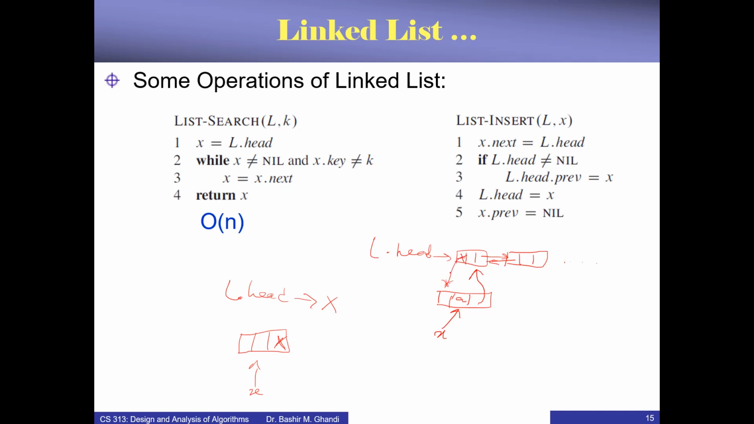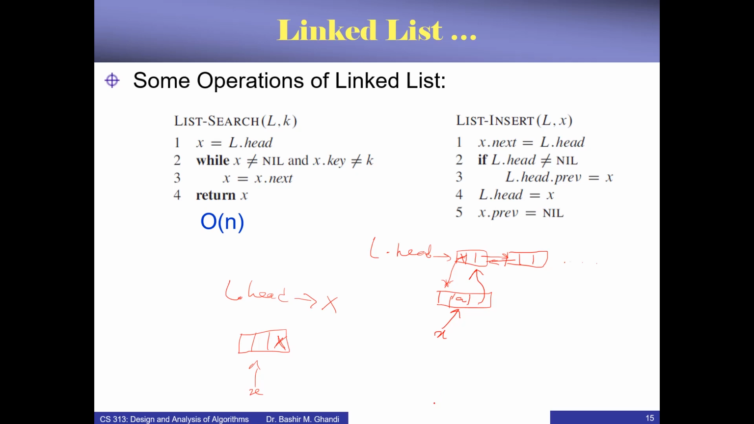Okay, this is only necessary if the list is not empty. If it is empty, we don't do that. Because of course if it is nil, then L.head.prev is going to be an error actually. The nil doesn't have any reference. Alright, so that explains statement 2 and 3.